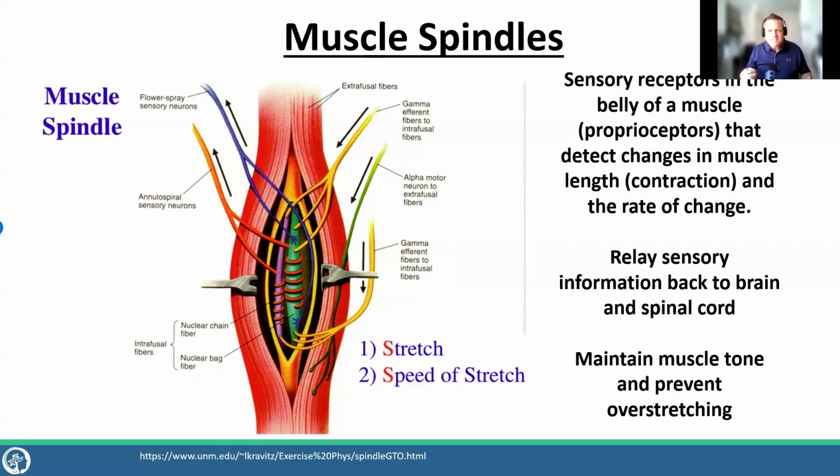It relays that sensory information back to the neck and back to the spinal cord. Now you know I'm talking about referred pain. And it impacts muscle tone. And it prevents that muscle from overstretching. So our muscles get really, really tight.